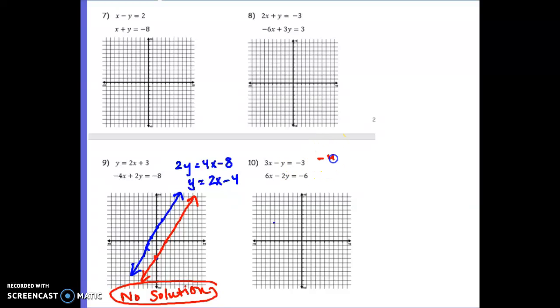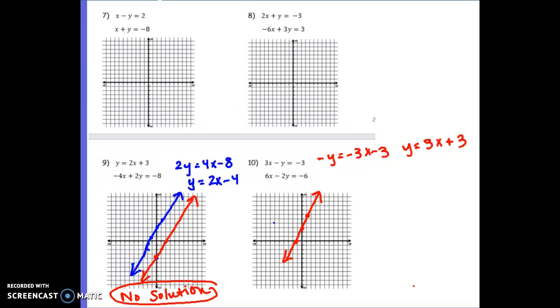So we've got negative y is equal to negative 3x minus 3, or we could say y is equal to 3x plus 3 when we divide both sides by negative 1. Okay, so I'm going to start with my y-intercept of 3, and my slope is positive 3, so I'm going to go up 3 to the right one, down 3 to the left one. Okay, it's going to look like this.